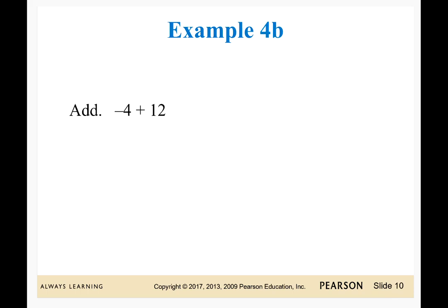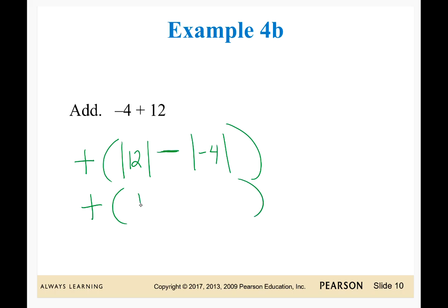All right, one more example. Okay, -4 plus 12. So again, look at both the numbers. They are different signs. Okay, so the 12 has the larger magnitude, so that's the sign I'm going to keep. Okay, and then I'm going to subtract their absolute values. And again, the 12 has the largest magnitude, so it goes first, minus the absolute value of -4. So positive, the absolute value of 12 is 12, minus the absolute value of -4 is 4.